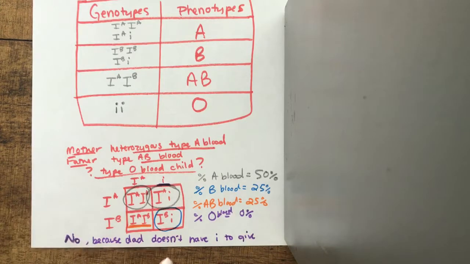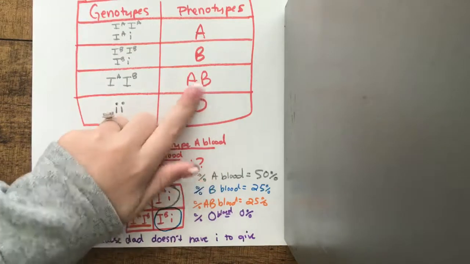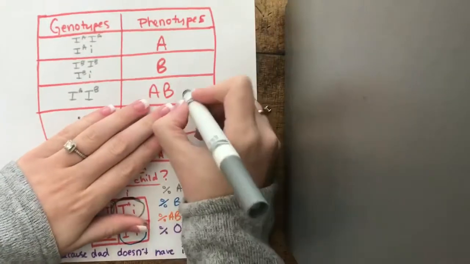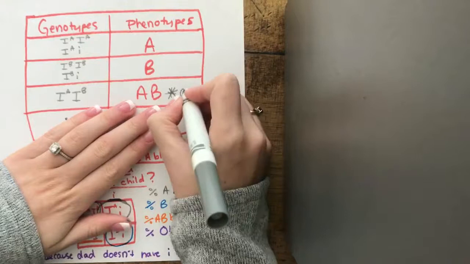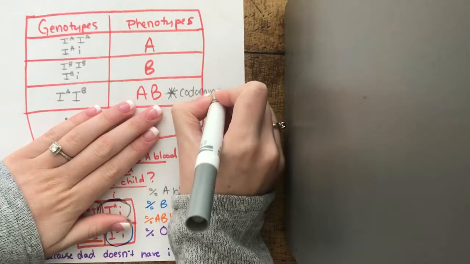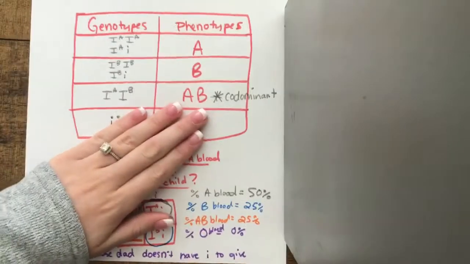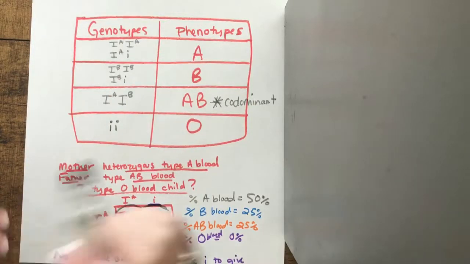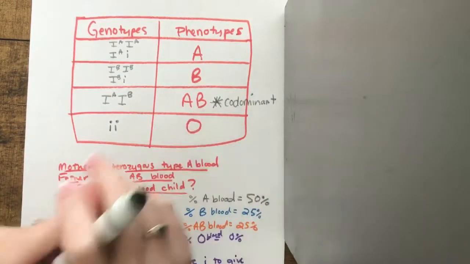The last thing that I forgot to mention, type AB blood. Let's go back up to type AB blood. This one's kind of special. This is a codominant trait. So remember, codominant, one isn't dominant over the other. Both traits are going to be expressed, so you make both types.